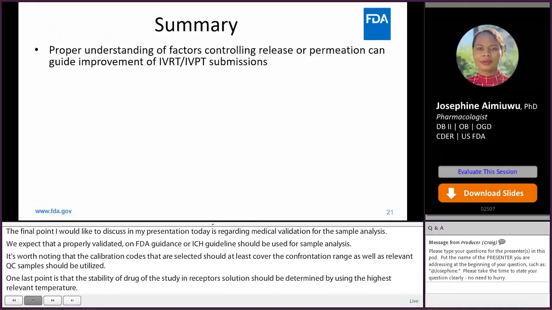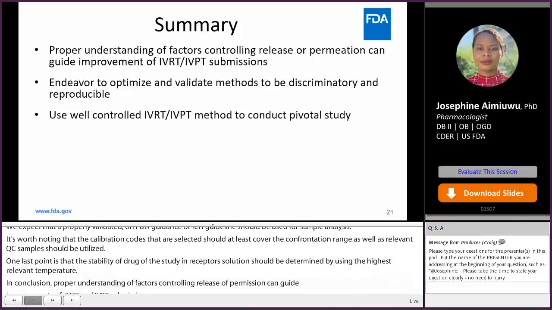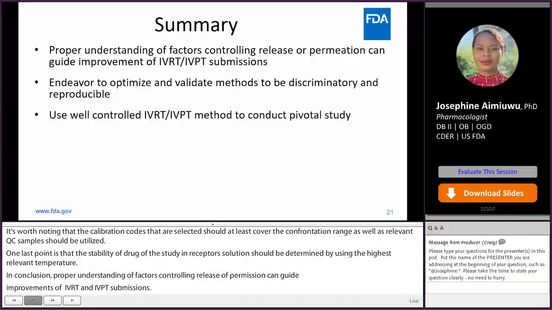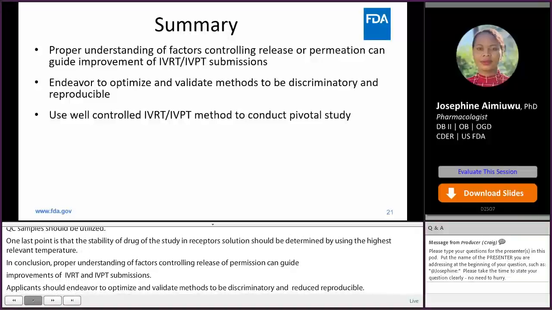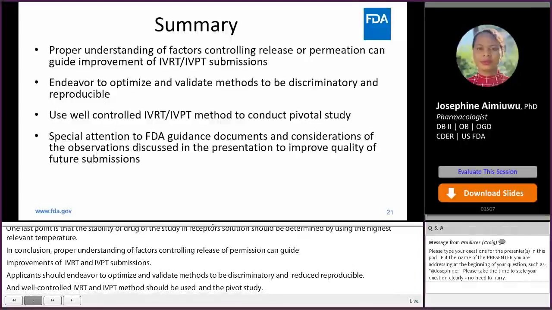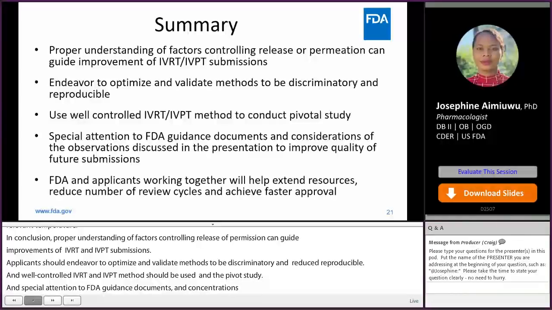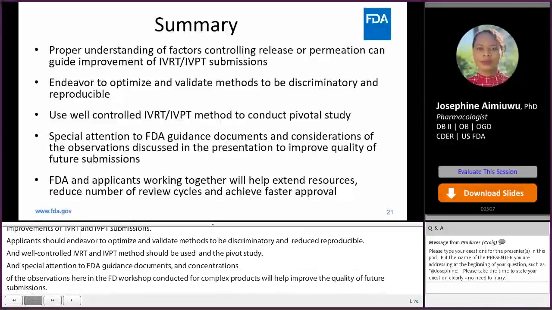In conclusion, proper understanding of factors controlling release or permeation can guide the improvement of IVRT and IVPT submissions. Applicants should endeavor to optimize and validate methods to be discriminatory and reproducible. And a well-controlled IVRT and IVPT method should be used to conduct the pivotal study. And special attention to FDA guidance documents and considerations of the observations discussed here and in FDA workshop conducted for complex products will help improve quality of future submissions. Finally, I believe that FDA and applicants working together will help extend resources, reduce number of review cycles, and achieve faster approval.